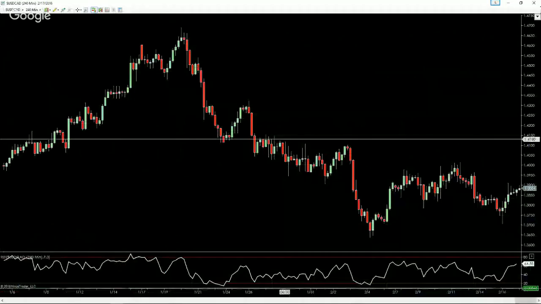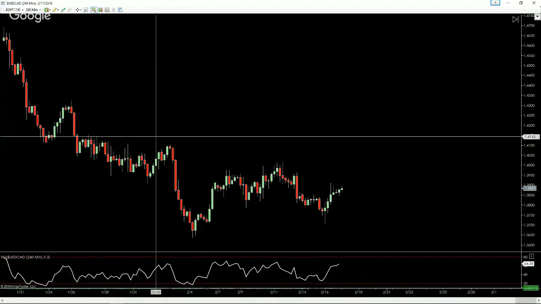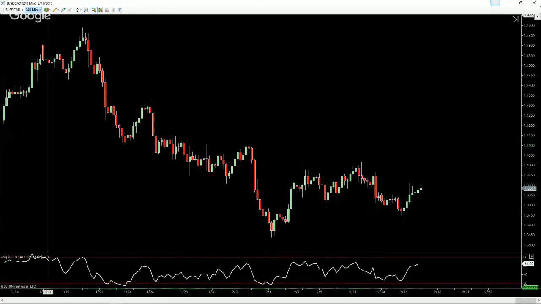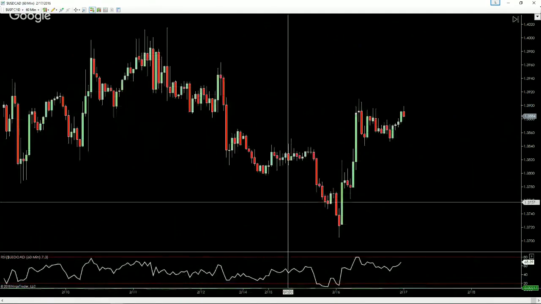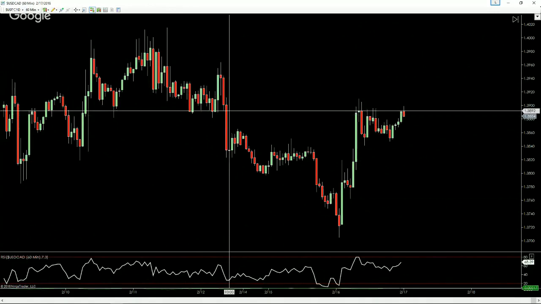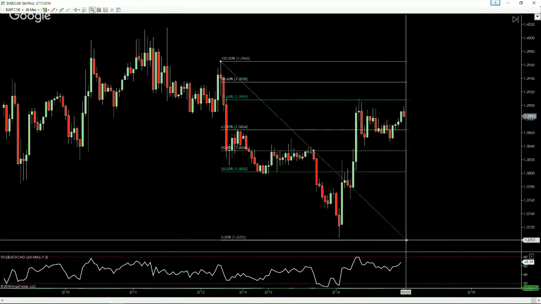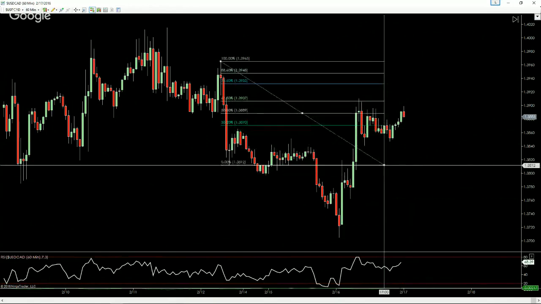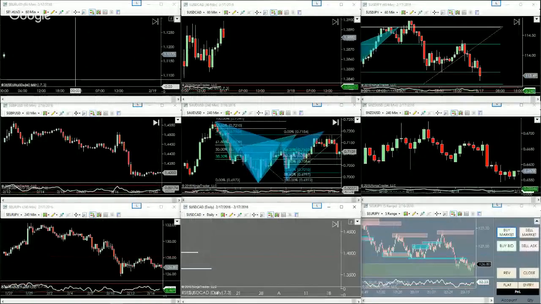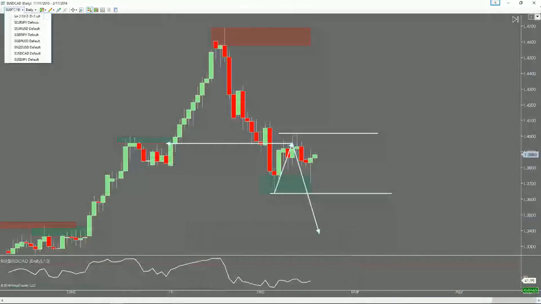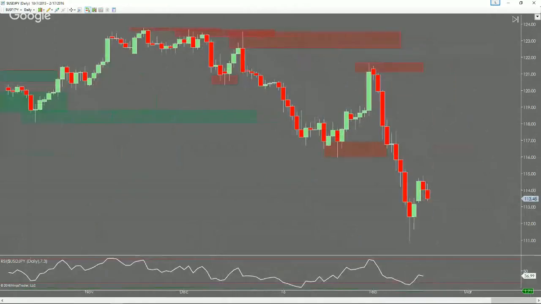Let's go down to the 240. Nothing much there. 60. Let's see. Nothing much there either. So let's go to dollar yen. Yep. All right, so dollar yen.